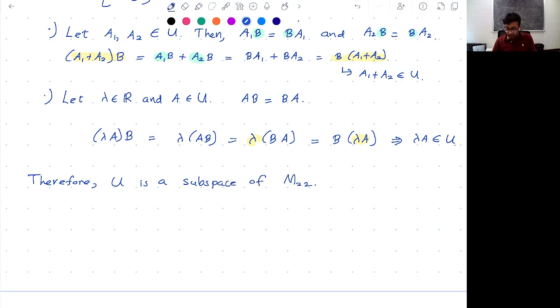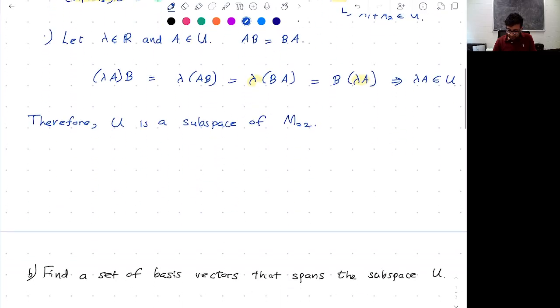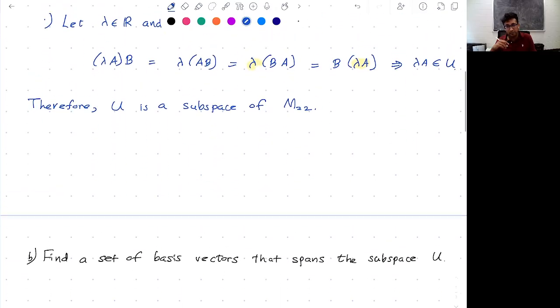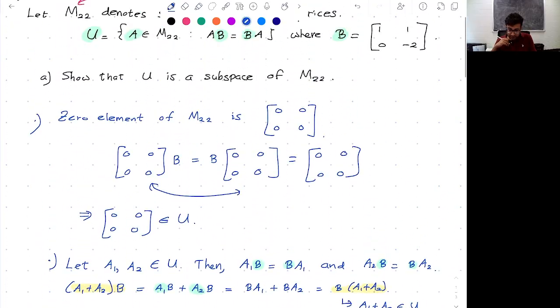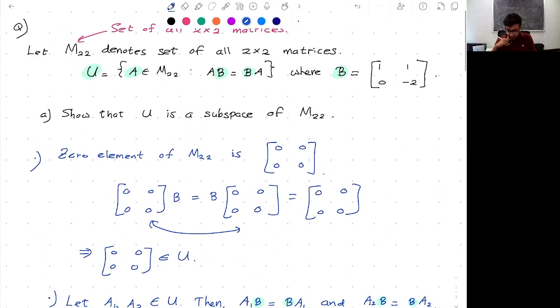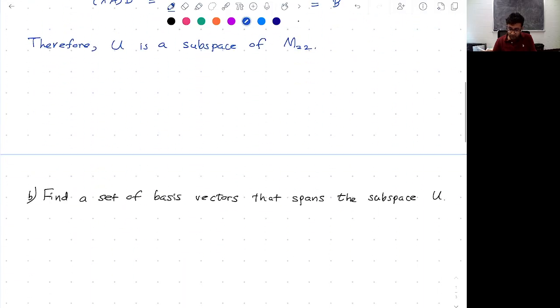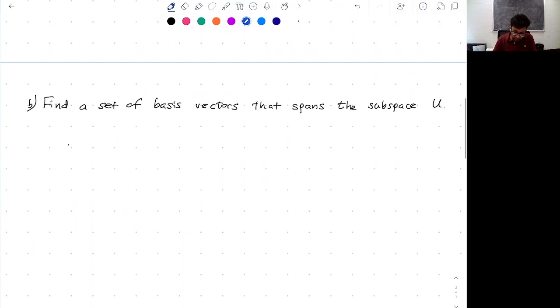Okay, all right. So in the next part, I have to find a basis vectors that spans this subspace. Now I verified that this is a subspace. So next, I have to identify the shape of the matrices in this subspace. So first I would consider some arbitrary matrix in M22. Let's say A, B, C, D.